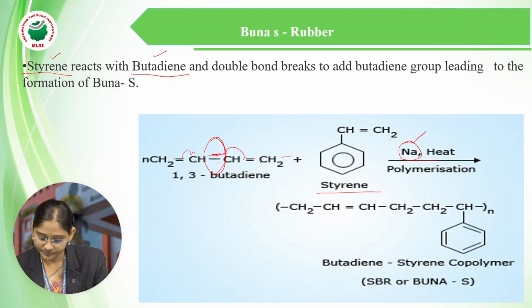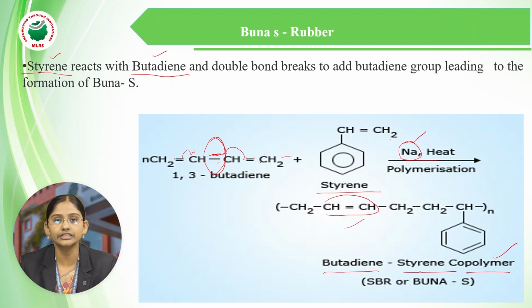Now we can observe the mechanism. The same mechanism takes place like this. In this place the double bond comes and here also a single bond. This is a butadiene styrene copolymer, called Buna-S rubber. Why is it called a copolymer? Because we have used two different monomers.